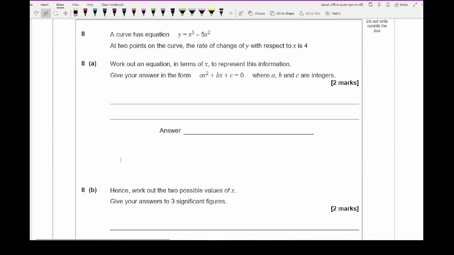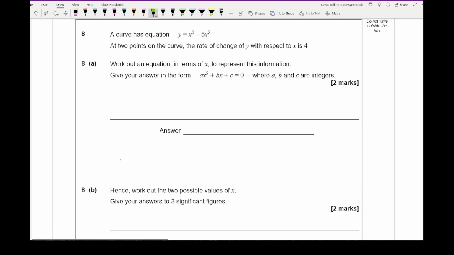Moving on to question 8, it says that a curve has the equation y equals x³ minus 5x². At 2 points on the curve, the rate of change of y with respect to x is 4. Work out the equation in terms of x to represent this information. Give your answer in the form ax² plus bx plus c equals 0, where a, b and c are integers.